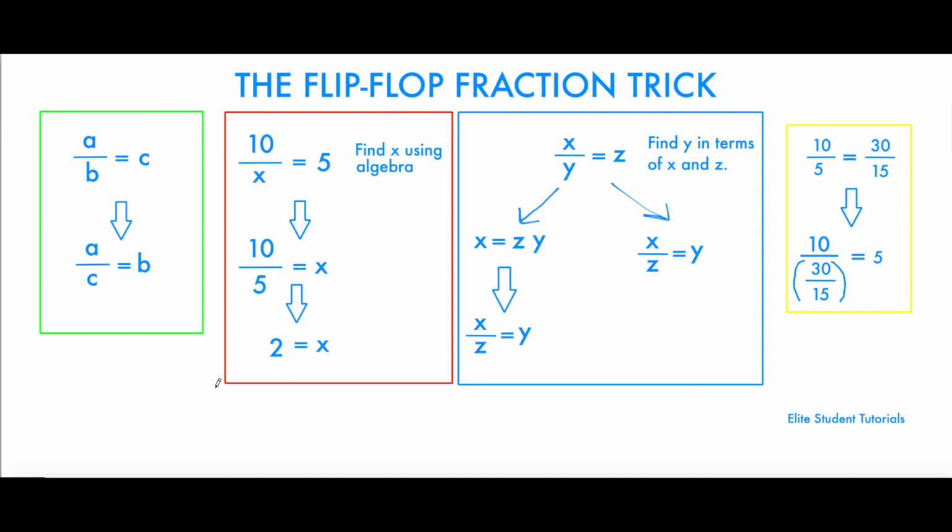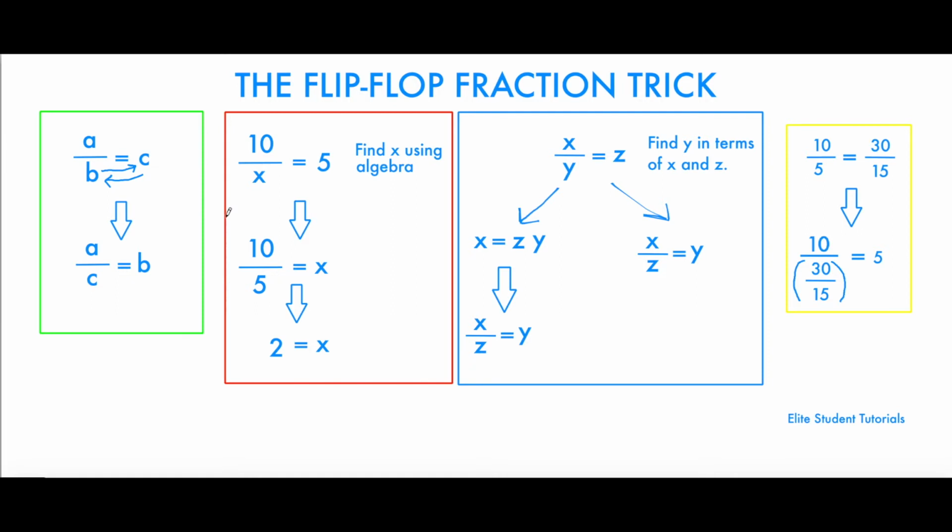There's a simple trick in algebra I like to call the flip-flop fraction trick that can save you time when dealing with fractions. Let's look in the green box. Basically, if you have something that looks like a over b equals c, you can flip the b and the c to get a over c equals b. Both of these equations are the same, but depending on what you're doing, you can use this trick to save time.